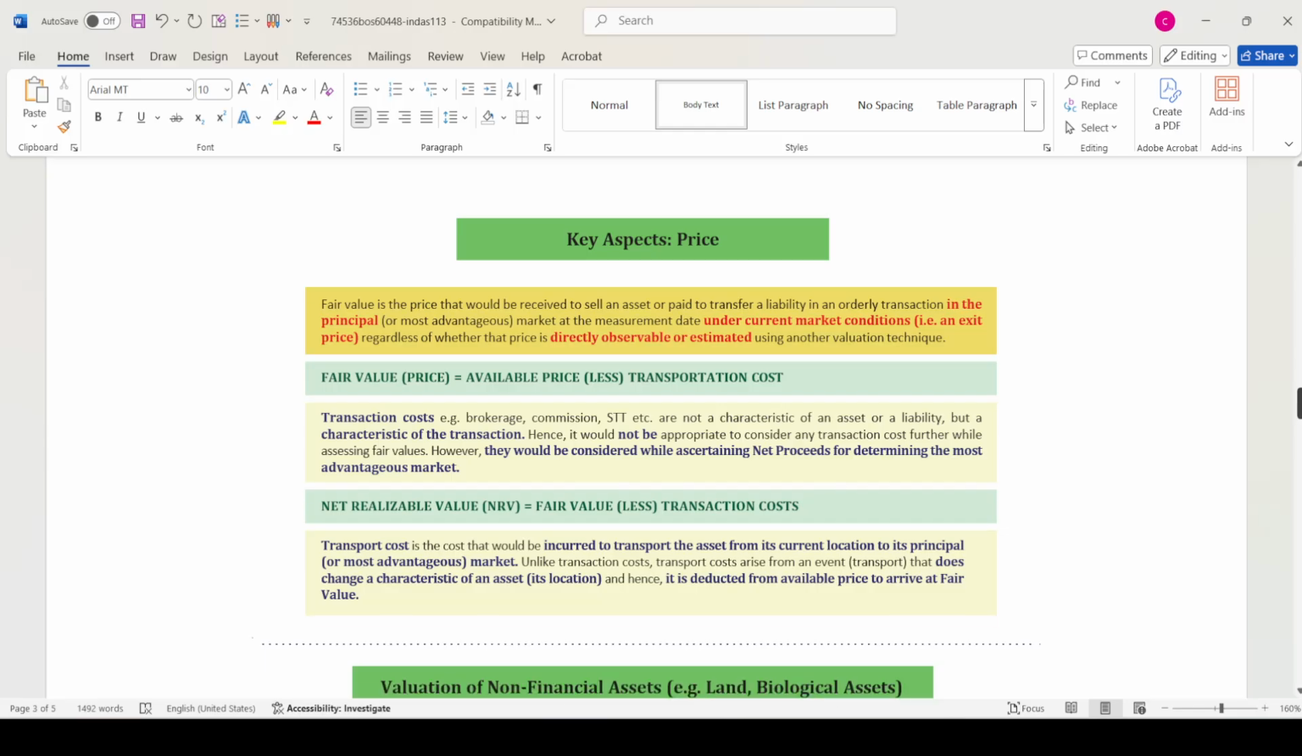Key aspects. Now, let us understand. So we are good at the market part. What do you mean by market participants? We are able to know about the market. Now let us understand price.